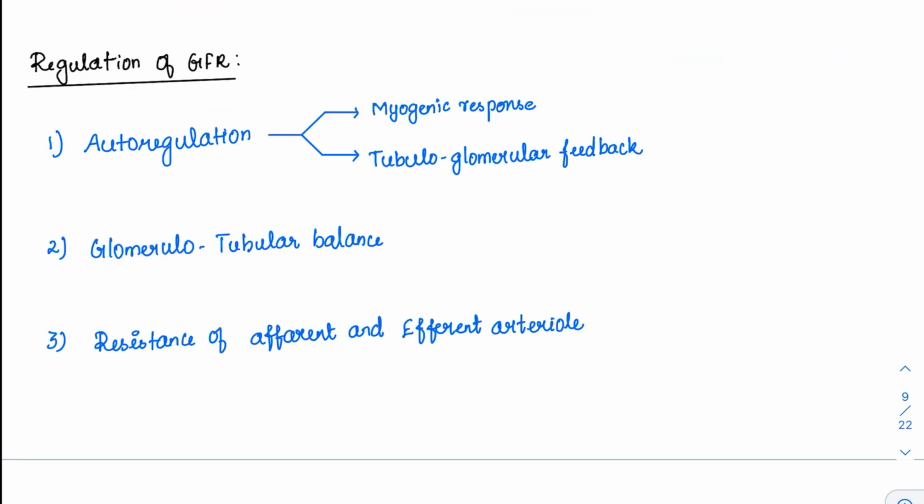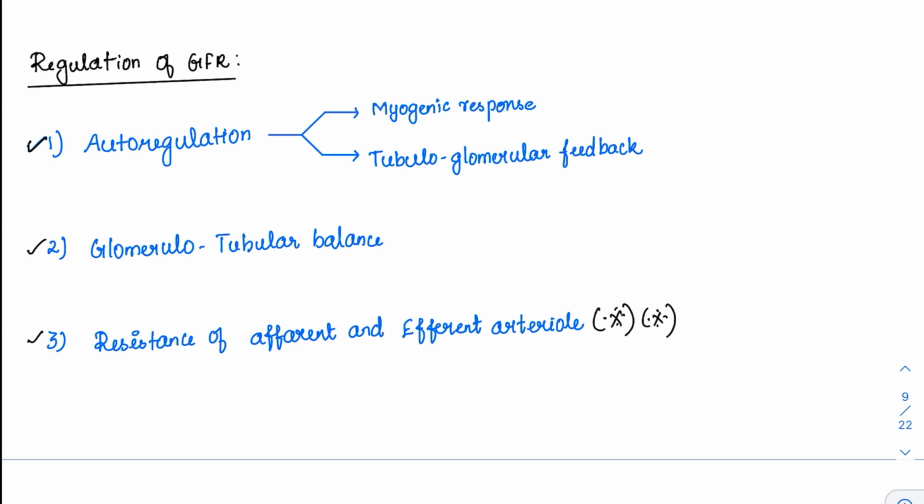Coming to the regulation of GFR, it is regulated through a wide range of change in blood pressure. It has three groups of regulation. One is autoregulation, where the GFR regulates on its own. Then there is something called glomerular balance. Then finally the resistance of the afferent and efferent arteriole will also determine the GFR. This resistance is very, very important. We will try to understand why, because constantly there is an MCQ being asked and most of the time students make the mistake.